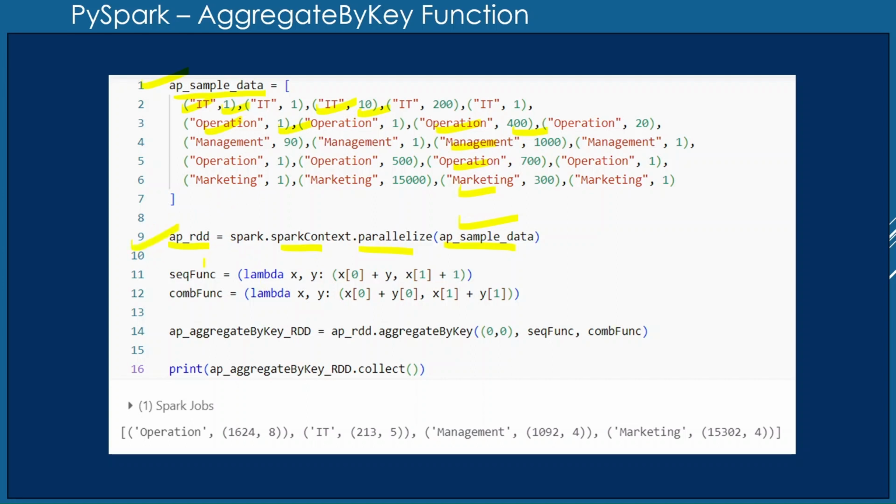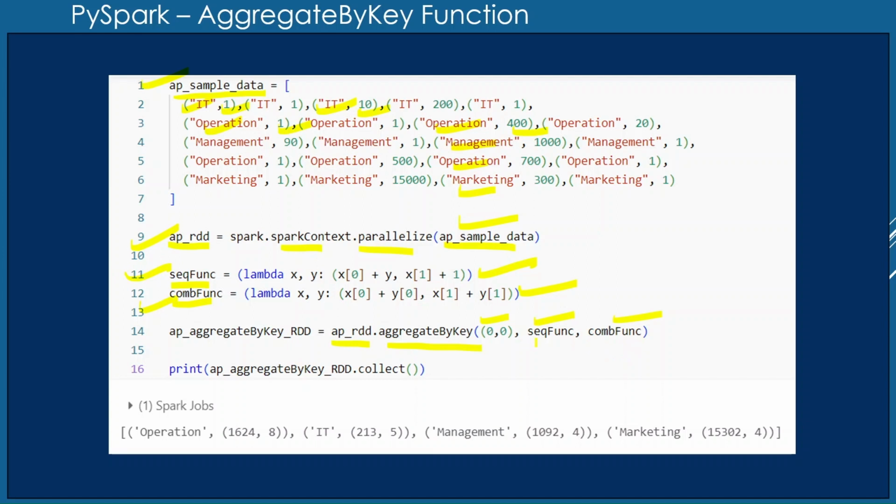Once this RDD gets created, I'm creating two functions, the sequence function and the combined function. This is the sequence function and this is the combined function. We have already discussed what the sequence function and the combined function are. Once these two functions are defined, on top of this RDD I'm calling the aggregate by key function, and I'm passing this neutral zero. I have already discussed that the neutral zero will initialize the accumulator over each and every partition. And this is the sequence function, and this is the combined function which we have defined here.